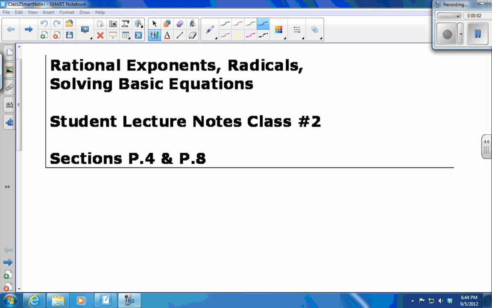Sections P4 and P8. We're going to talk about exponents, some rules of exponents. So you should probably know all the rules that we're going to go over today. And then we're going to talk about solving some basic equations, which again, you should be pretty familiar with.